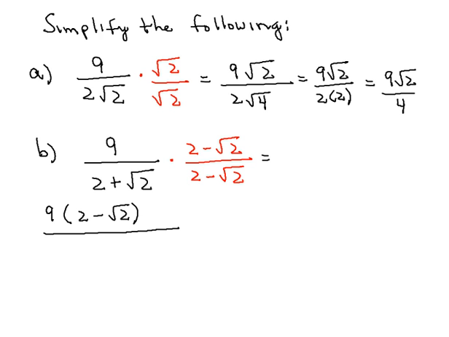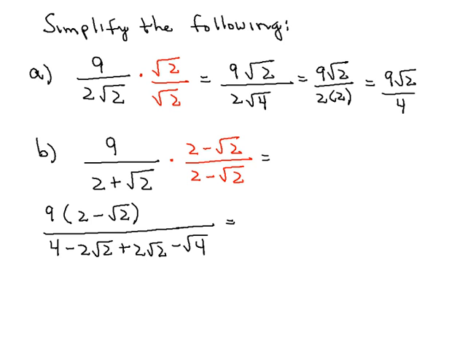So multiplying the first terms together, we have 4. The outer product, I think you can see, would be minus 2 times the square root of 2. The inner product plus 2 times the square root of 2. And if we multiply the last terms together, we will have then minus the square root of 4.